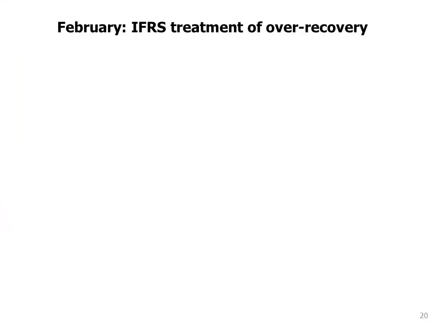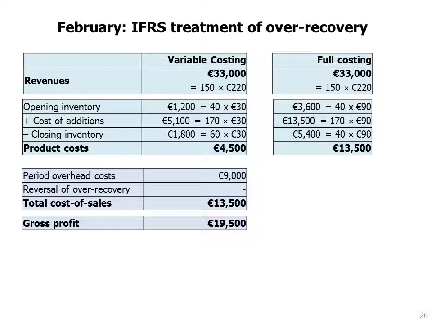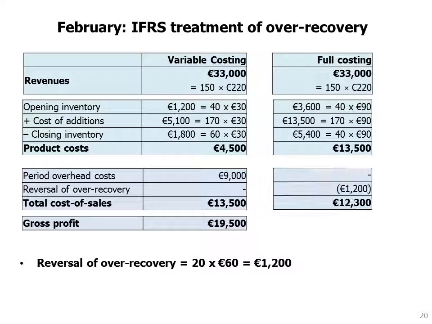So let's look at how that's done. February again, variable costing unchanged, and under full costing we will keep our product cost exactly the same as before, but now we will reverse this over-recovery. The number of products produced greater than the planned number is 20 at 60 euros each. The over-recovery is 1,200. We want to reverse this, and the effect is to lower cost of sales. It will reduce the cost of sales from 13,500 by 1,200 to 12,300, and increase the gross profit for the period to 20,700 euros.